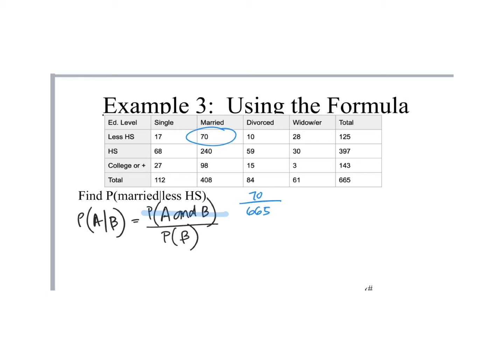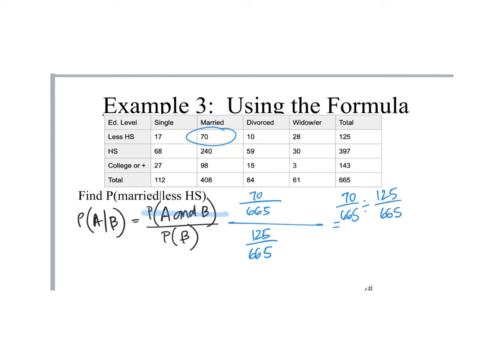Okay, now let's go ahead and calculate the denominator. The denominator is just the probability of B, which is getting less than a high school degree. All the people with less than a high school degree is 125. And if we were just calculating that probability, we would take it over the total as well, 665. So right now we have a fraction within a fraction. I'm going to change that big fraction bar to a division sign. So now we're working with this.